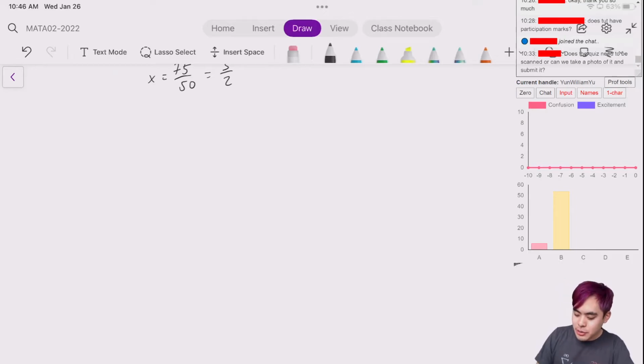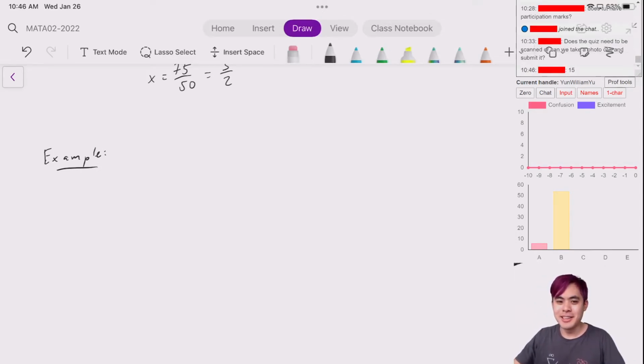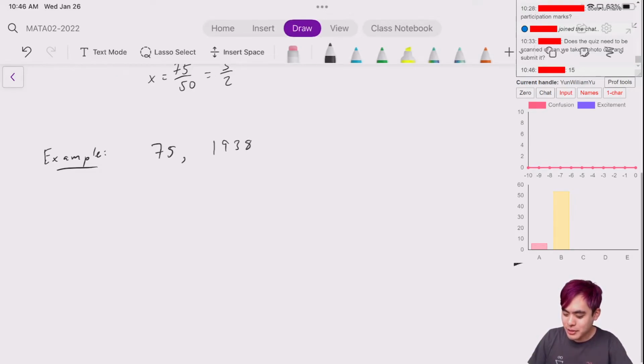So actually, let me just make up another number. Let's make up another number. Give me 2 numbers, any 2 numbers in chat, and we'll see if I can do this on the fly. Okay, 75 and 1,938. Maria gave 75 and 1,938. Okay, well this will be fun.